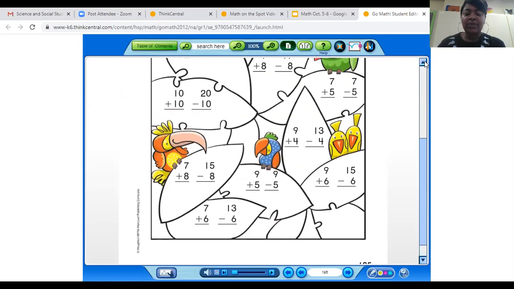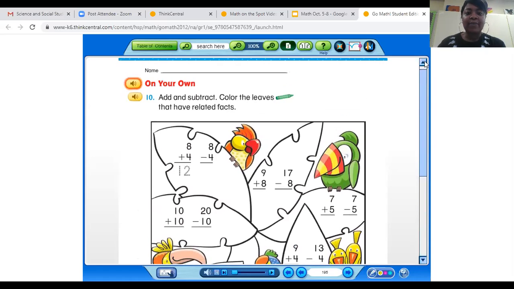And then what you could do, you can grab your crayons. You're going to add and subtract and color the leaves green that have related facts. So if the facts are related, if they use the same numbers, if the numbers are in the same family, you're going to color them green, okay? All right.